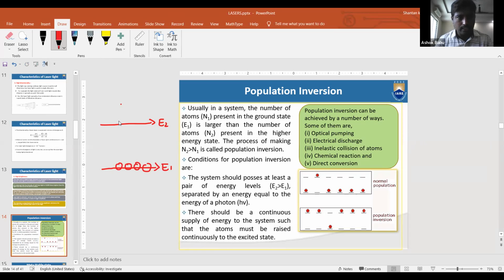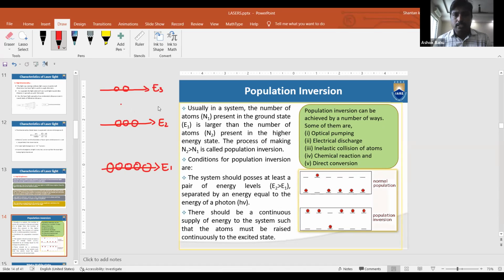These 4 atoms we call the population in the energy state E2, and this is the population in E1, and this is called the population in E3. Usually the lower energy state has more atoms than the higher energy state. Here also I am representing the same. For example, here 5 atoms we observe in E1. So E1 has more atoms than E2, and E2 has more atoms than E3. This is the usual occupation of population.